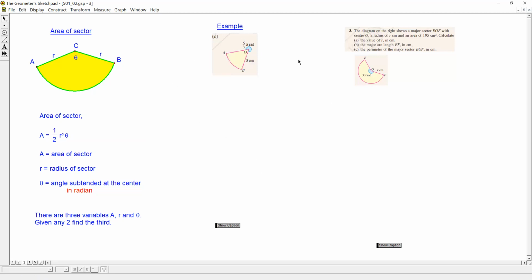Now, just now I told Li Ying that you have to remember 90 degrees is pi over 2, 180 degrees is pi, 360 degrees is 2 pi. Now, if you look at the question here, this is an example from the textbook. We have a sector there, and you are asked to find the area of this sector. So can anyone tell me how to find the area of this sector?